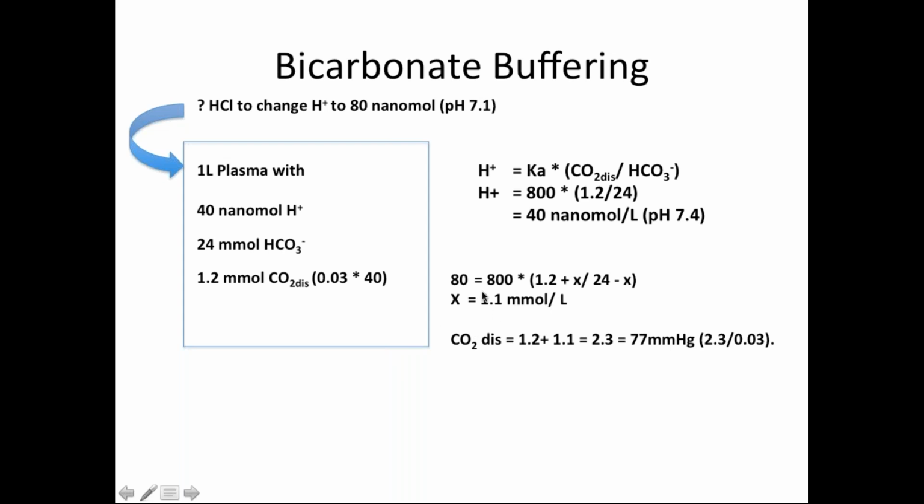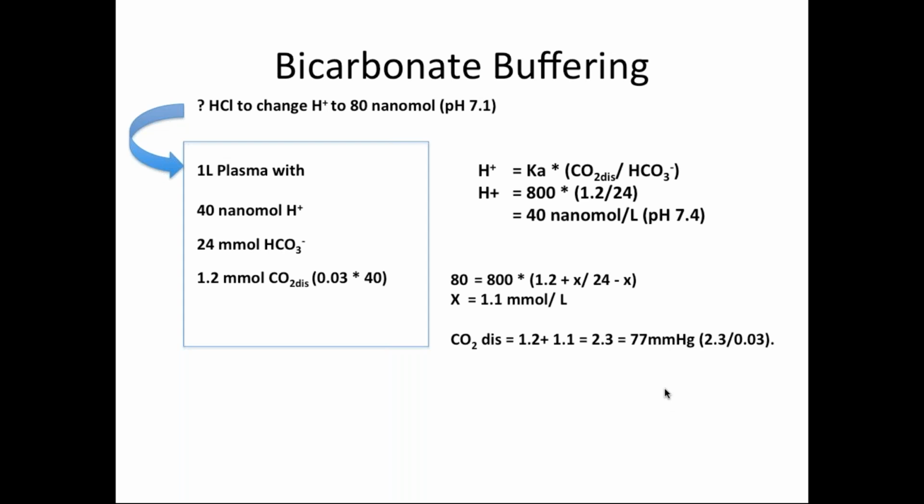When you add this 1.1 millimole to the current CO2 that is there, which is 1.2 millimole, you will get a total CO2 of 2.3, which as we already know, with the dissolution constant of 0.03 would mean that the PCO2 would have gone up to 77 millimeters of mercury.